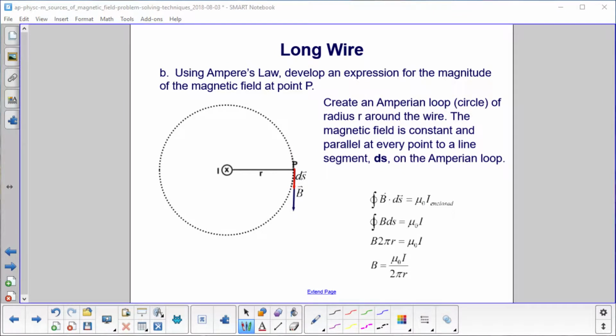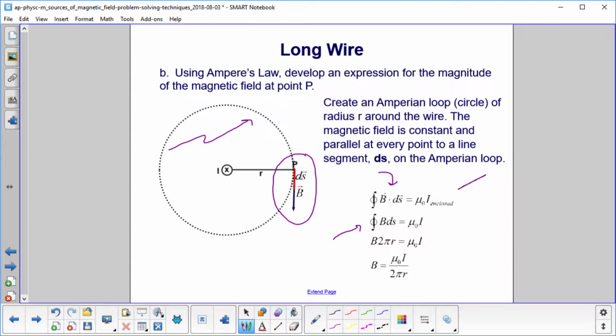Using Ampere's Law, develop an expression for the magnitude of the magnetic field at point P. Create an Amperian loop, right here in the dashed line, of radius r around the wire. The magnetic field is constant and parallel at every point to a line segment ds on the Amperian loop. Right? ds is going to be tangent to the loop wherever we find it, and B is in the same direction. That means that B dot ds can be replaced by just B ds.